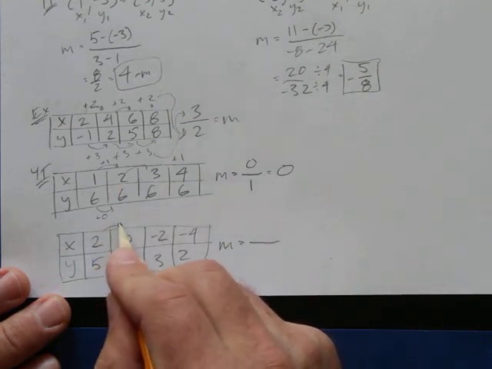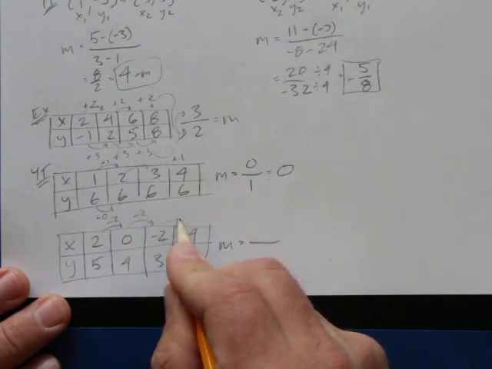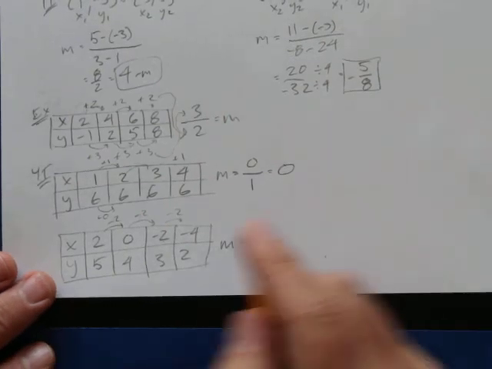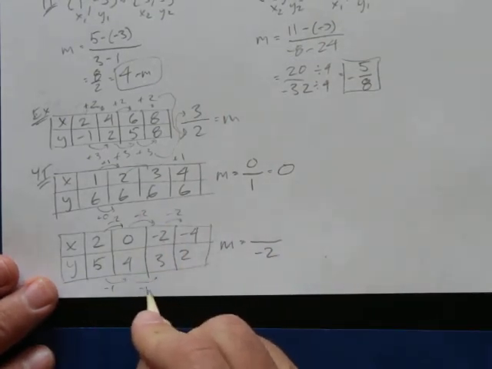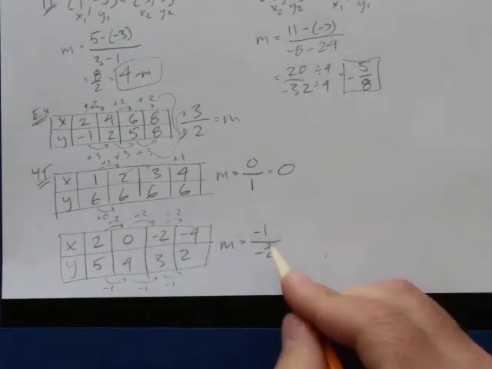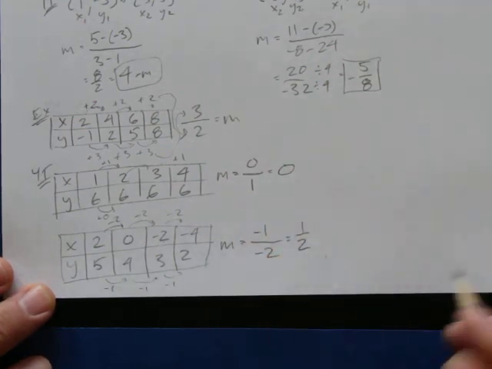2 to 0 is minus 2, right? 0 to negative 2 is minus 2. Okay, so we've got minus 2 for x. Minus 2 goes in the denominator. And let's see what y does. Well, y is minus 1, minus 1, minus 1. That goes in the numerator. If I've got a negative over a negative, then the whole thing is going to be positive, 1/2.